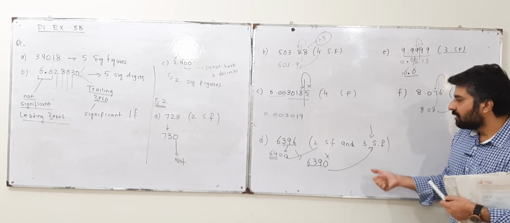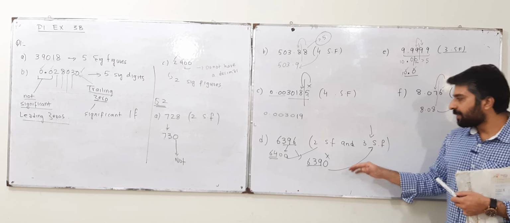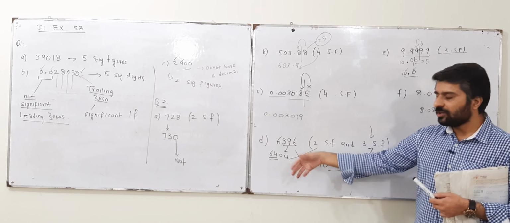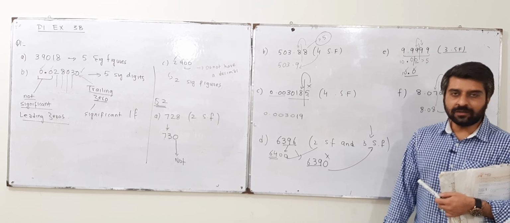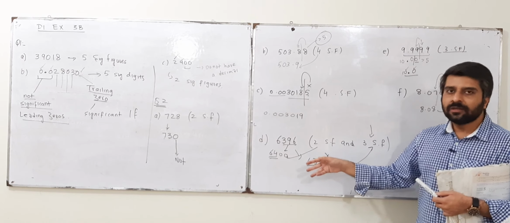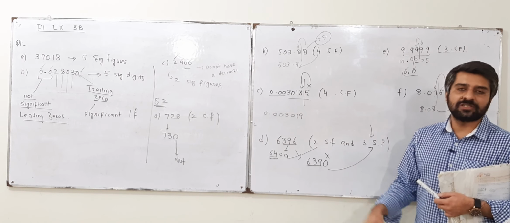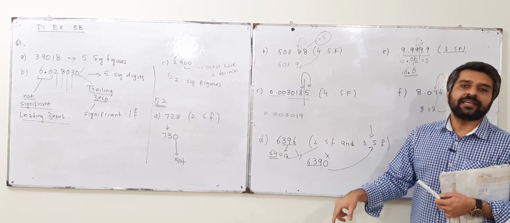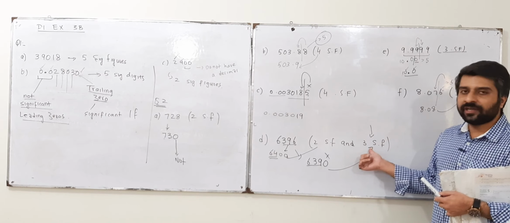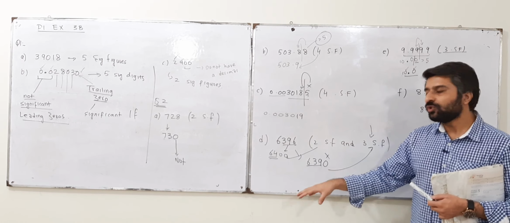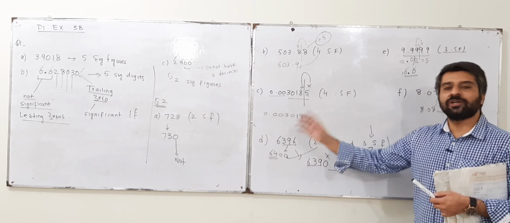In the last, I would like to talk about this one. According to the rules of rounding off, this one is to be rounded off to the nearest 10. This should be 6400. In any case, it should be 6400. If in any case you want to round it off to 3 significant figures, then this will be the possible answer. Otherwise, it should be rounded off to 6400 for both the cases.